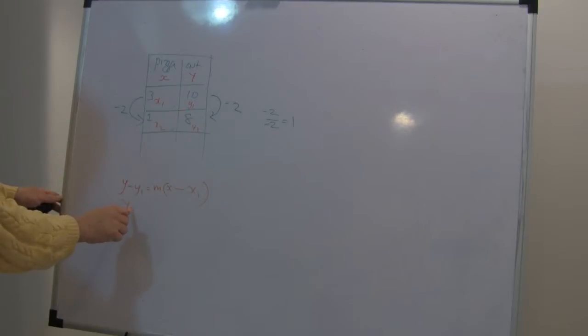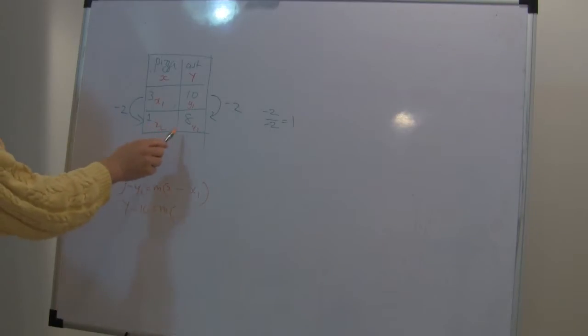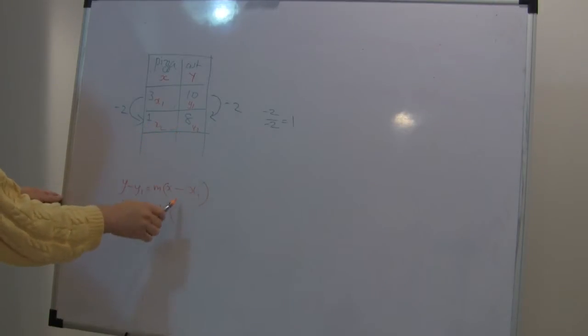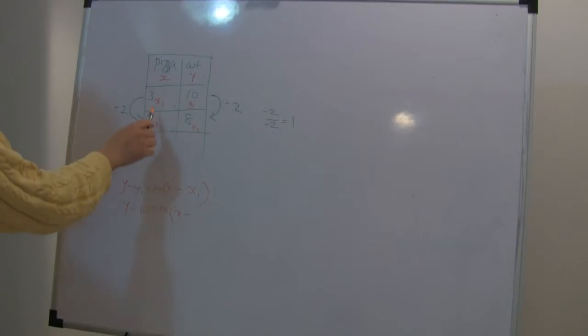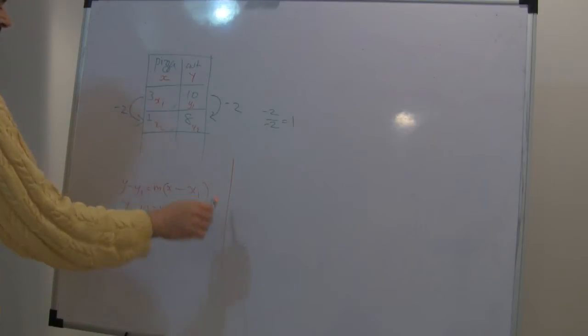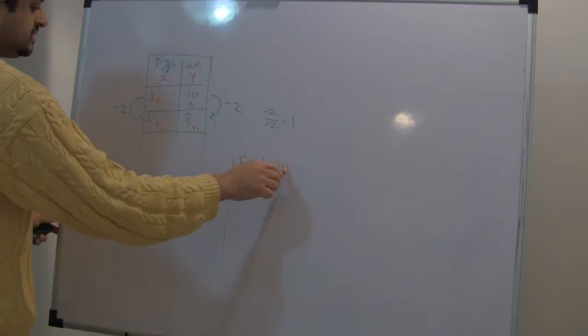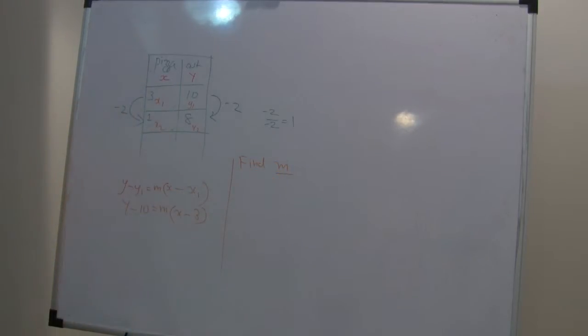Okay, so y minus 10 equals m times x minus x1, and x1 is 3. We don't know m at this point, but we can find out what m is. So let's find m.